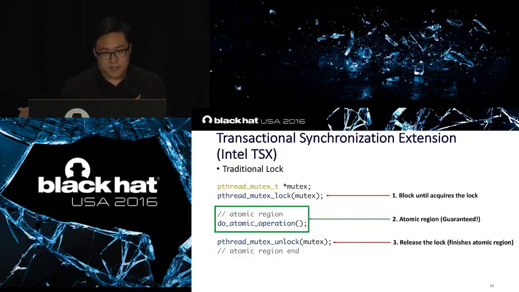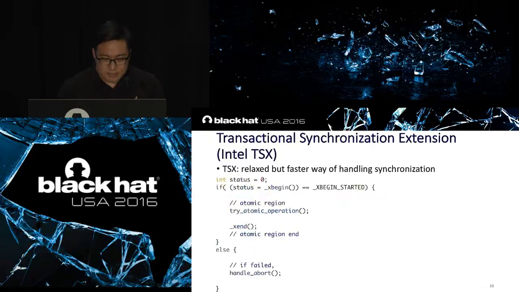The good thing about this lock is that its atomic region is guaranteed to be executed. However, the drawback of this approach is that it is slow, because the thread needs to be blocked and wait for the other thread to release the lock, and it creates problems like deadlock if the programmer does not carefully lock and unlock correctly. So TSX is introduced to resolve such drawbacks of traditional locks. Its usage is very similar, but also quite different.